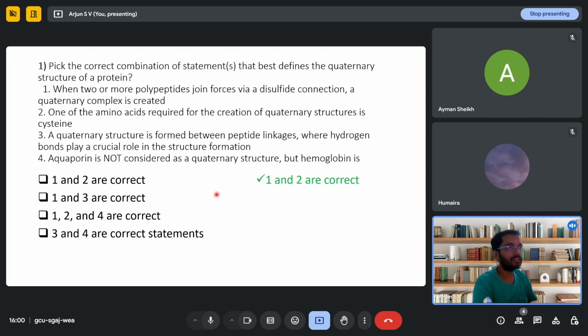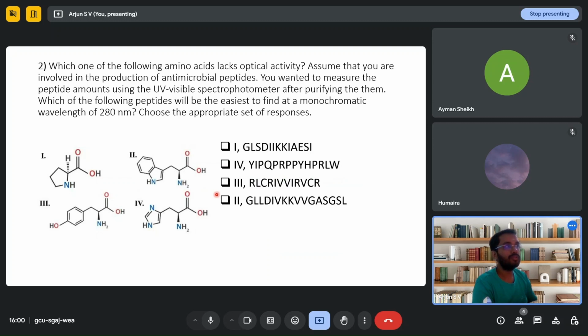So we'll move on to the next question. Which one of the following amino acids lacks optical activity? Assume that you are involved in the production of antimicrobial peptides. You wanted to measure the peptide amounts using the UV visible spectrophotometer after purifying them. Which of the following peptides will be the easiest to find at a monochromatic wavelength of 280 nanometer? Choose the appropriate set of responses.